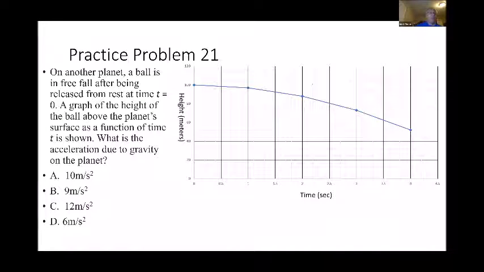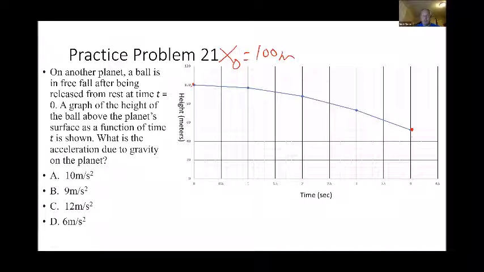All right, here's another one. On another planet, not Earth, a ball is in free fall after being released from rest at a height at time 0. So the ball is falling. A graph of the height of the ball above the planet's surface as a function of time is shown. What is the acceleration due to gravity on the planet? So notice this starts with an initial position. We'll call that x sub 0 of 100. And then over here, this is at time 4 seconds.